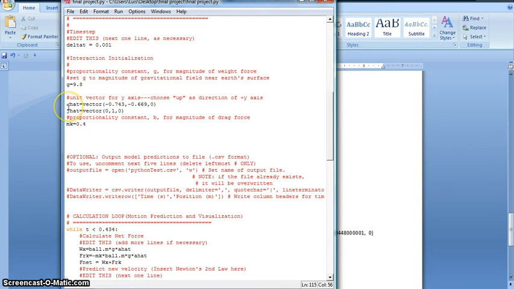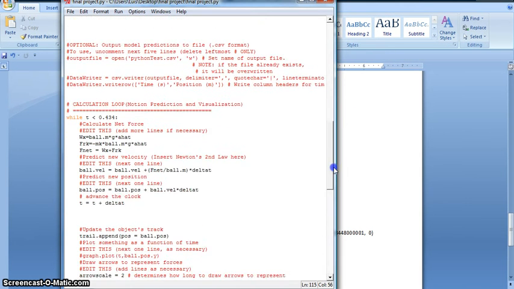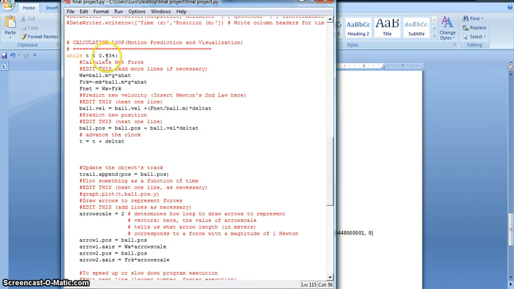I defined my a hat vector, which is the directional vector for the acceleration, as we can see here, the j hat vector, which I will use for the weight, then the coefficient of kinetic friction, which is 0.4. Then I made my loop. As you can see here, I will use this time of 0.434 seconds, which corresponds to the inclined surface part.